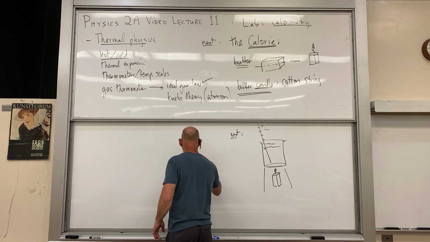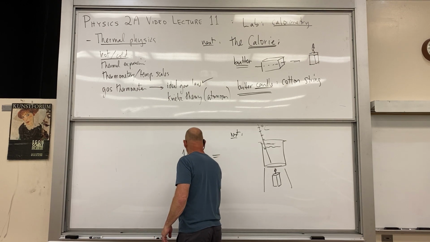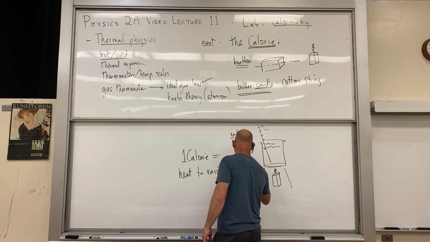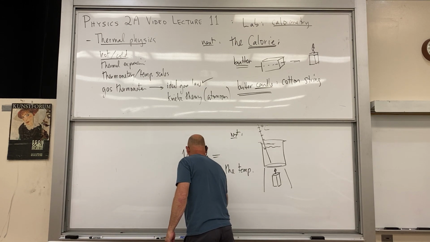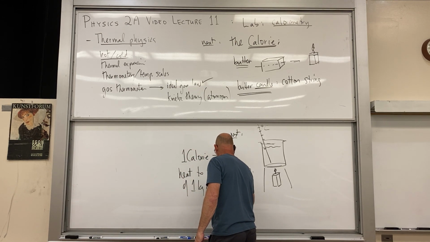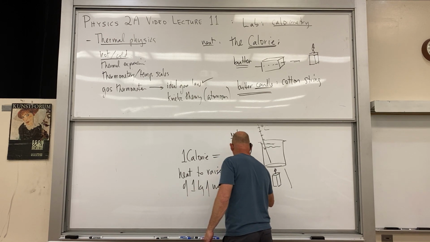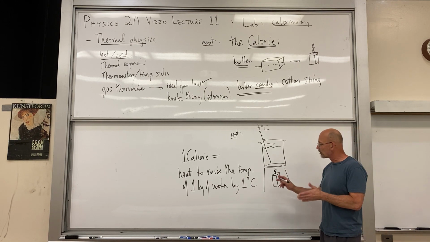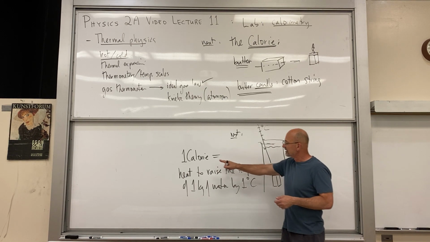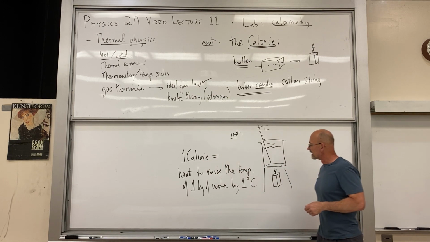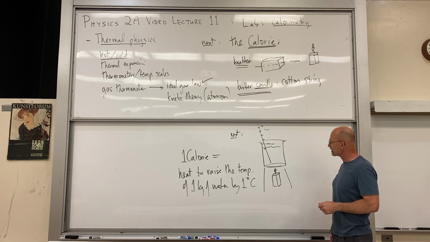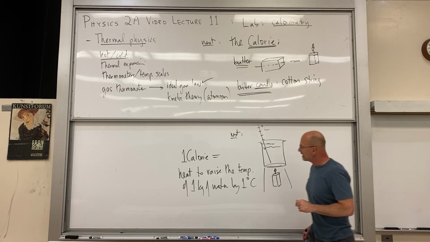1 calorie equals heat that'll raise the temperature of 1 kilogram of water by 1 degree Celsius. That should be pretty easy to memorize even, right? Kilogram of water, 1 degree Celsius. That was a calorie of heat, okay, a calorie of heat. So there's our definition of the calorie, and I'll say a couple things.